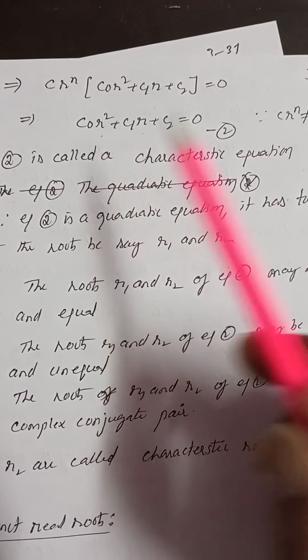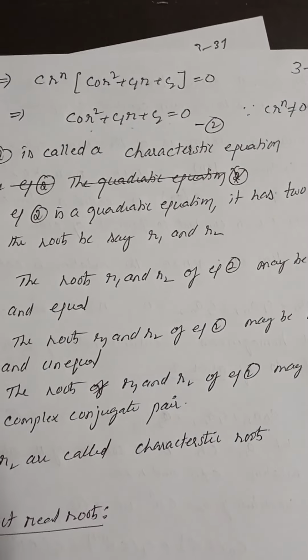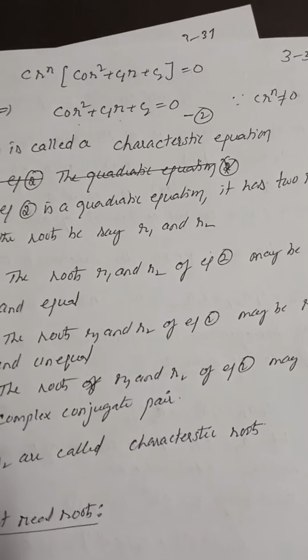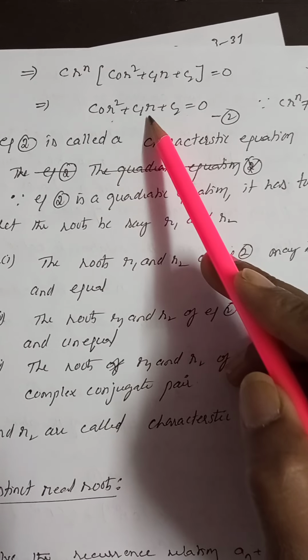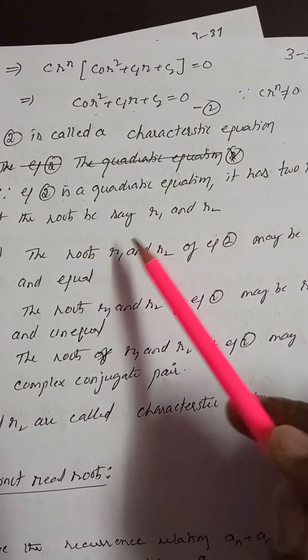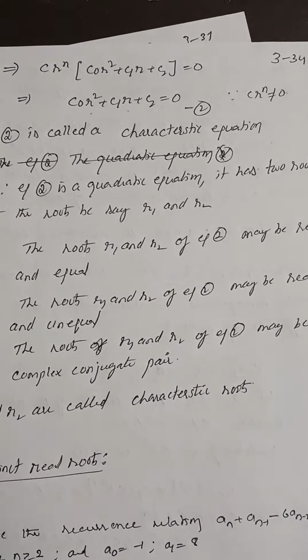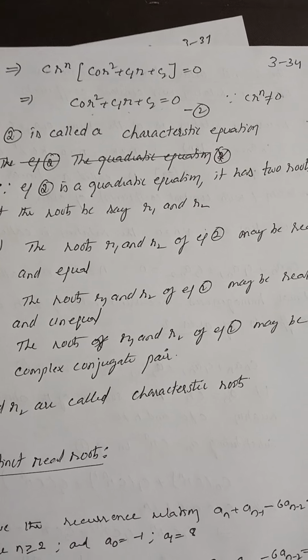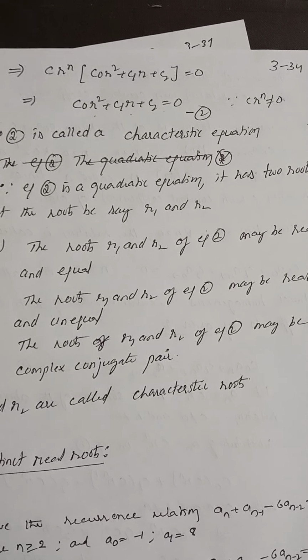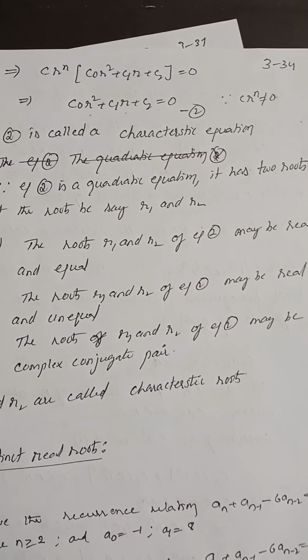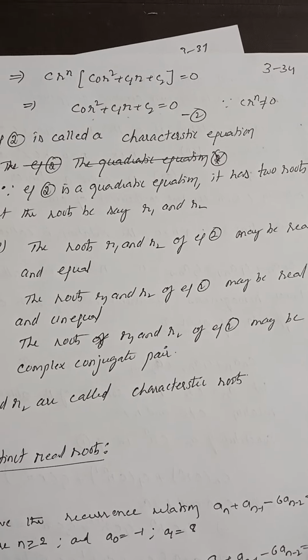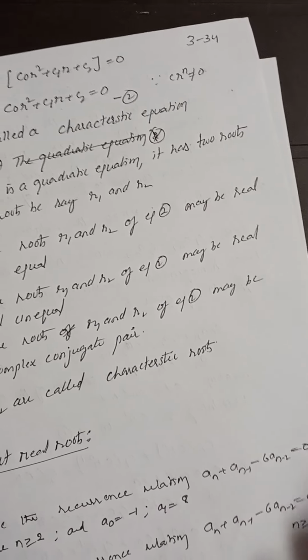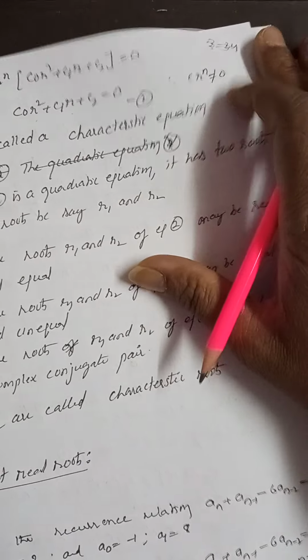Therefore, every quadratic equation has two roots. Let the roots be r1 and r2. Because it is a quadratic equation in r, it has two roots. Now we have to analyze the roots. The roots may be real and equal, real and unequal, or imaginary, or you can say complex conjugates. Now we are going to find the nature of the roots.